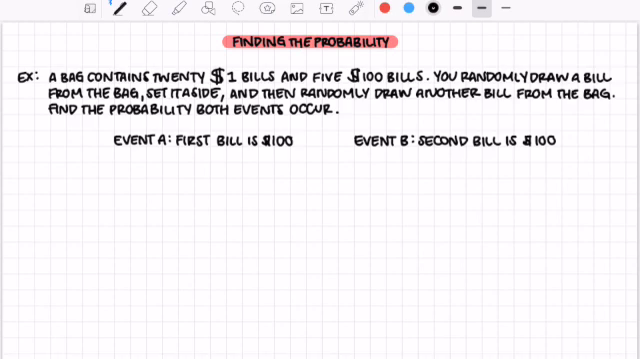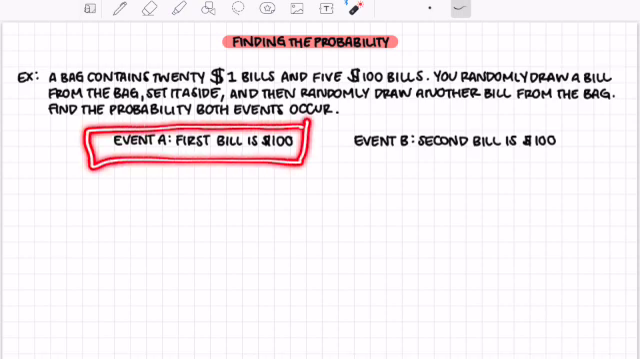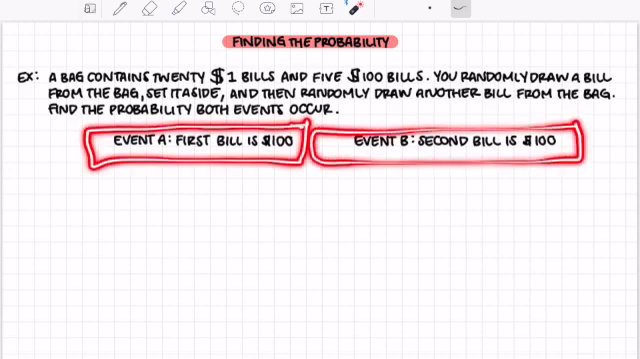Okay, so let's try this one. It's asking us: a bag contains 20 $1 bills and 5 $100 bills. You randomly draw a bill from the bag, set it aside, then randomly draw another bill from the bag. Find the probability that both events occur, where event A starts off with drawing out a $100 bill, and then the second event is when we draw out another $100 bill.